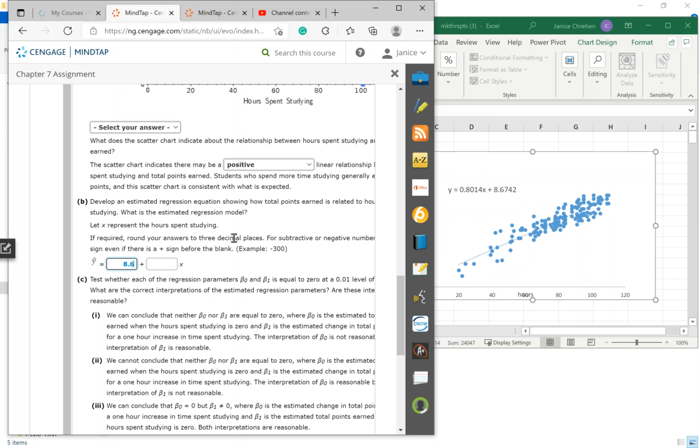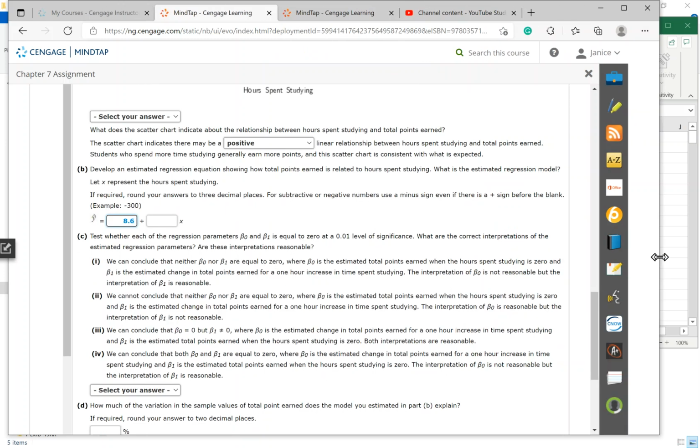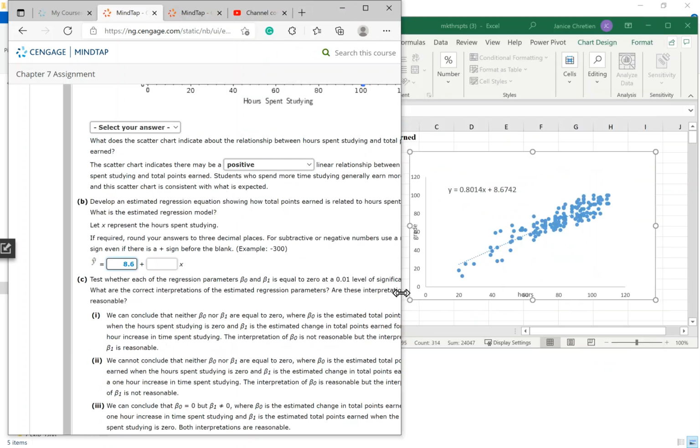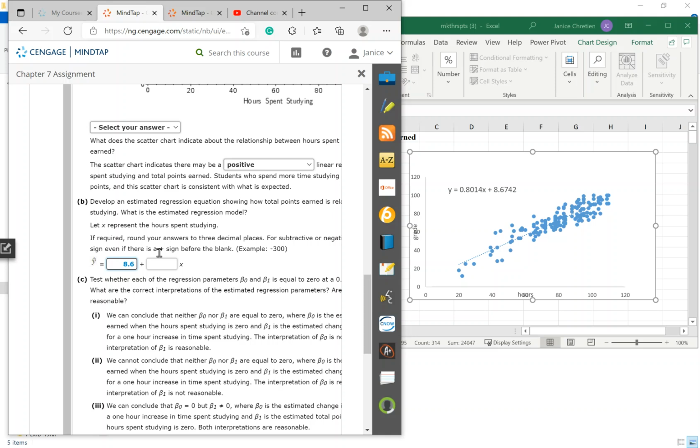How many decimals did it want me to report? And make sure if there's a negative sign to report it. And 3, it only wants 3. So 8.674, and then 0.801.